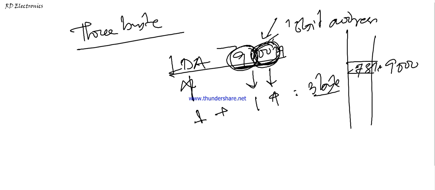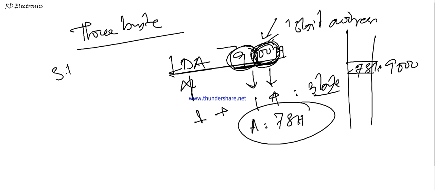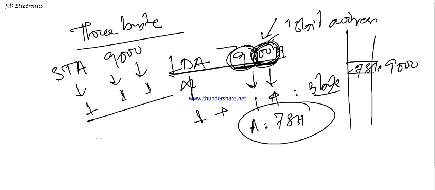After the instruction is executed, the accumulator content is 78. Next instruction is STA. What is STA? STA with a 16-bit address, that means 9000. For STA, this is 1 byte, for 90 this is 1 byte, and for 00 this is 1 byte. That is a 3 byte instruction.